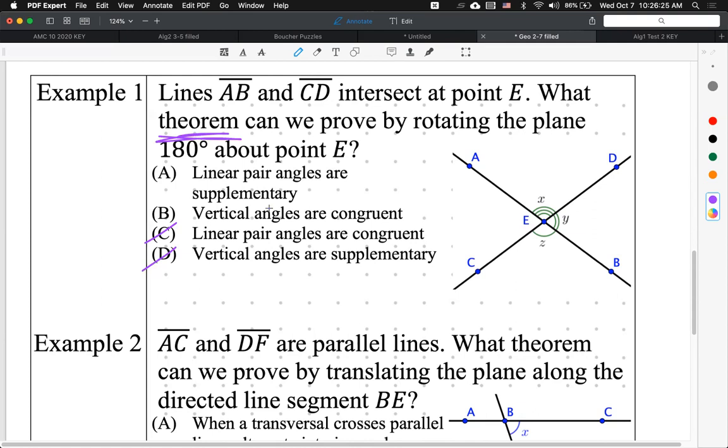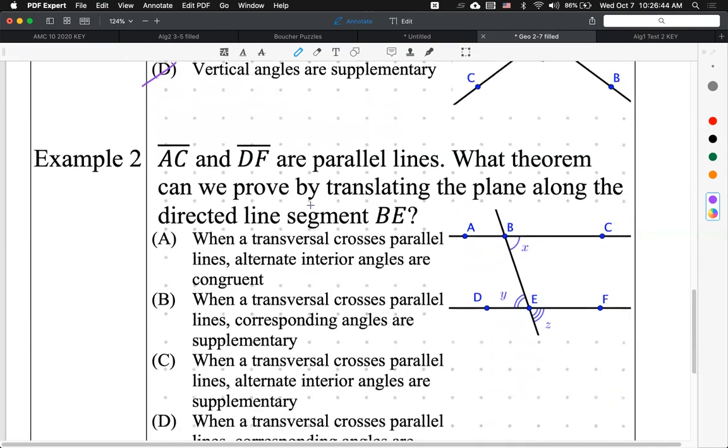It's vertical angles are congruent. Because we are rotating Z and it will map onto X or vice versa. X is mapping onto Z. Since those two angles are exactly the same, and since a rotation preserves angles, those two angles are congruent. And there's only one of these two that says congruent.